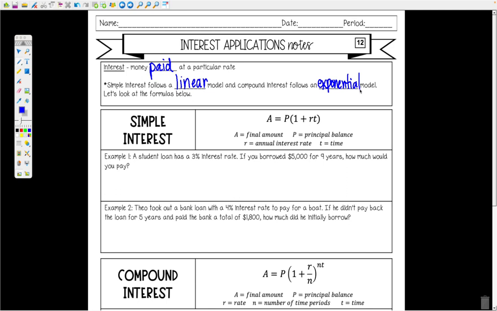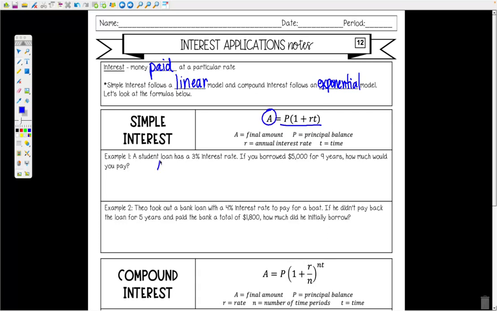So let's start with the student loan first. The student loan has a 3% interest rate. You borrow $5,000 for 9 years, how much are you going to pay? If you're just talking about how much you're going to pay in interest, you would just calculate that amount multiplied. But we want the total amount, the final amount that's going to be paid. So this formula is what we're going to use.